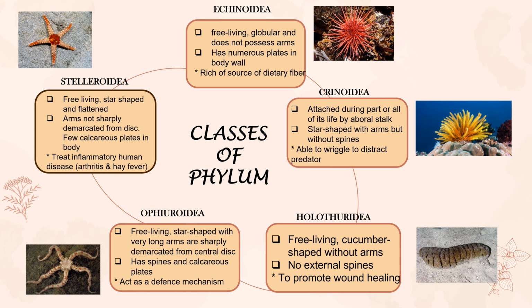The last one is Ophiuroidea, which means brittle star. They are free-living, star-shaped with very long arms, sharply demarcated from the central disc. They also have spines and calcareous plates. This brittle star can also act as a defense mechanism.